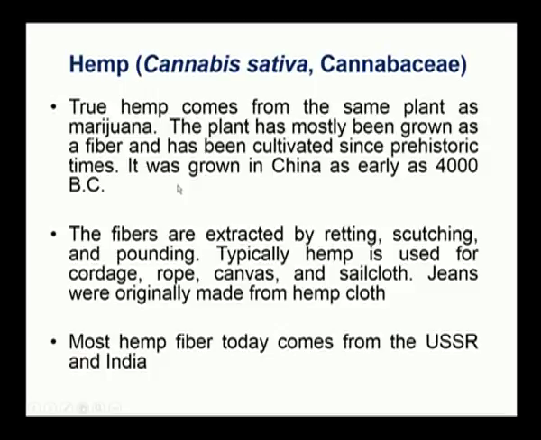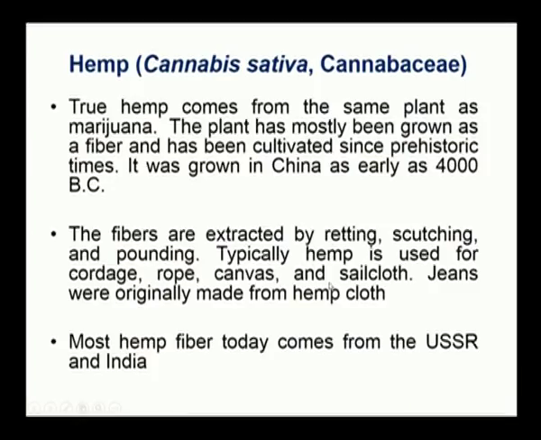So, the marijuana plant gives this fiber, which again has a very old history. It was most probably produced in China, with the origin of this material around 4000 BC, that is, very long ago. The fibers are extracted by retting, the same process I already discussed, and scorching and pounding. These are the three ways we can separate the fiber material from the whole plant material.